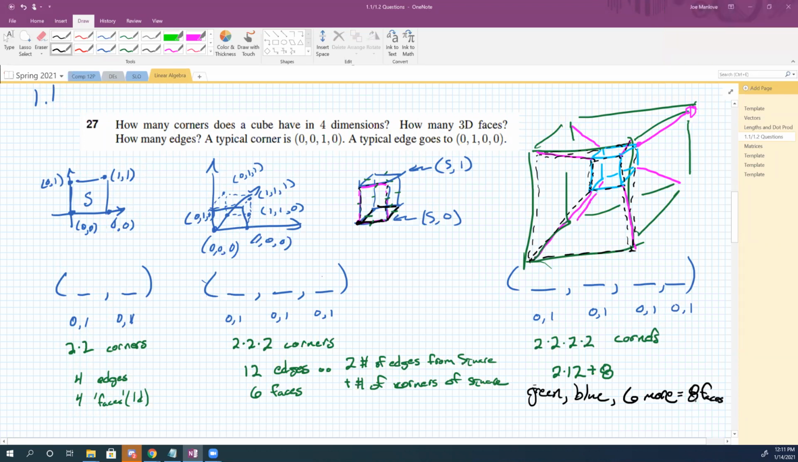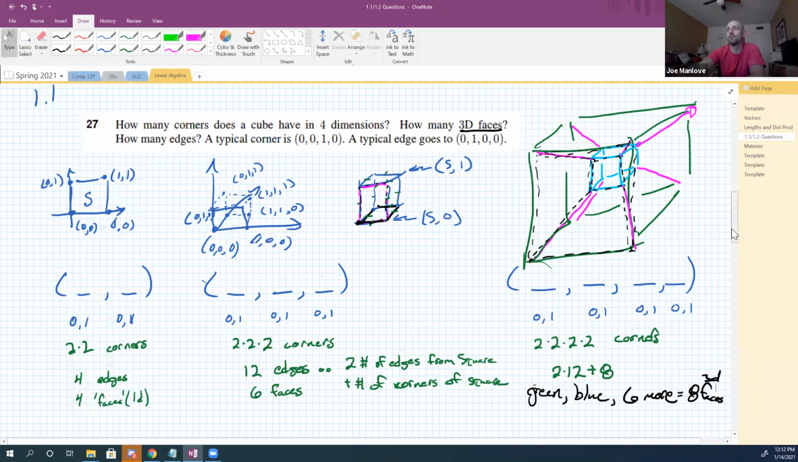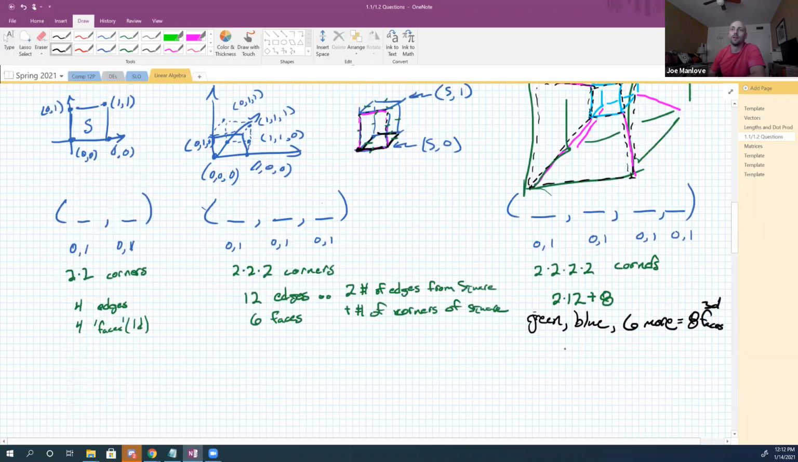I counted 24 faces. Okay, so what do you mean by a face? They're asking for 3D faces. Oh, how many 3D faces? Okay. Now this is actually an interesting question. So we've got 16 corners, right? If I wanted to summarize my information about my 4-cube, I have 16 corners. I have 24 plus 8, which is 32 edges. And then my claim is I have 8 faces.